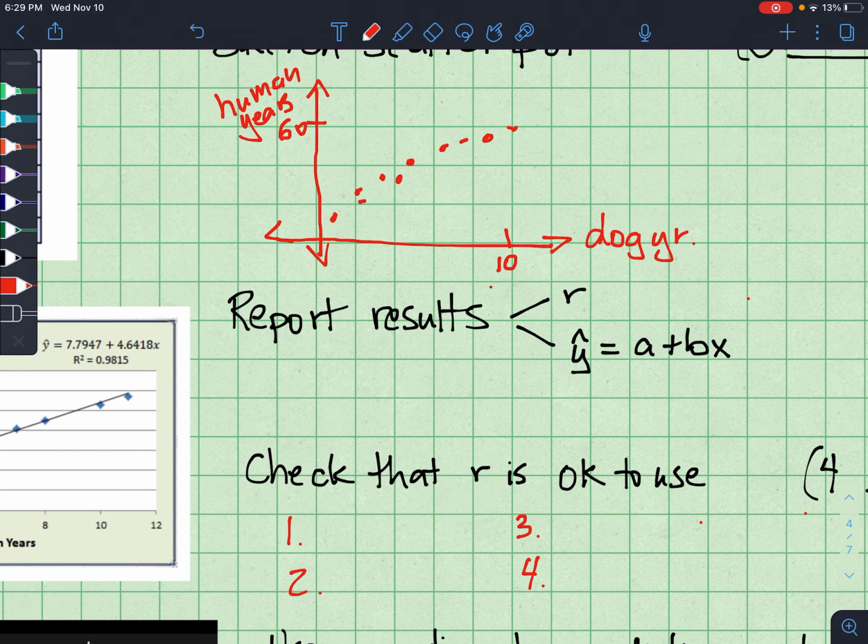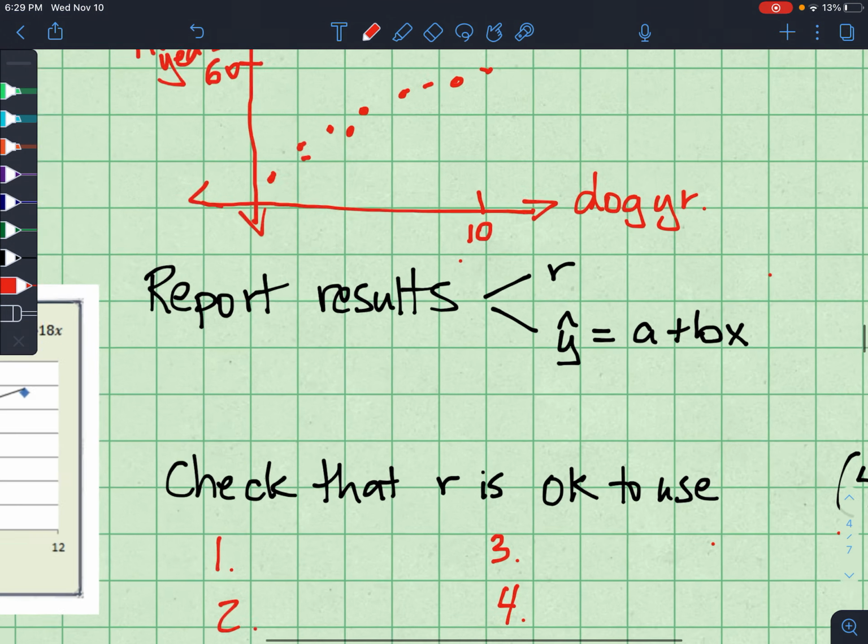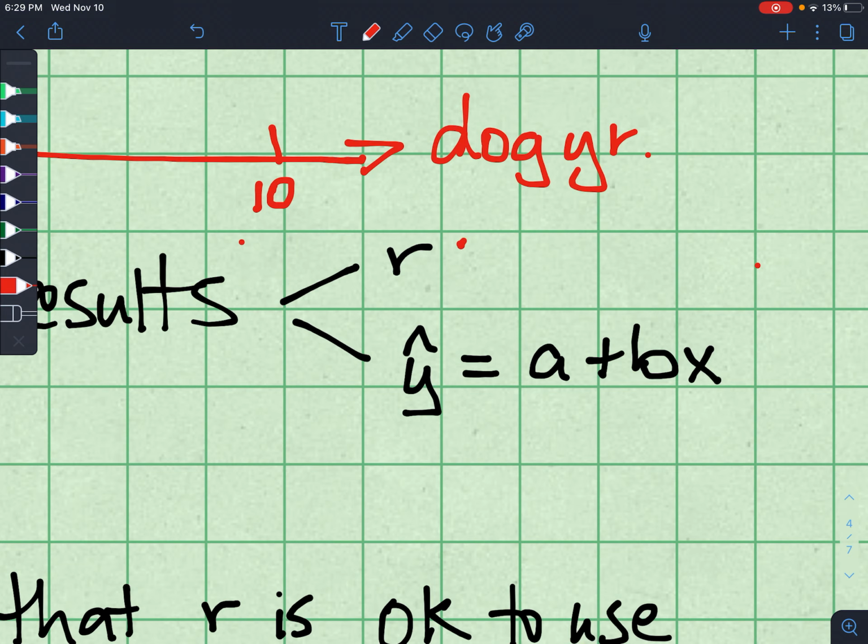Next, your software, Desmos in this case, is going to report to you R. What is R? R is the correlation coefficient.